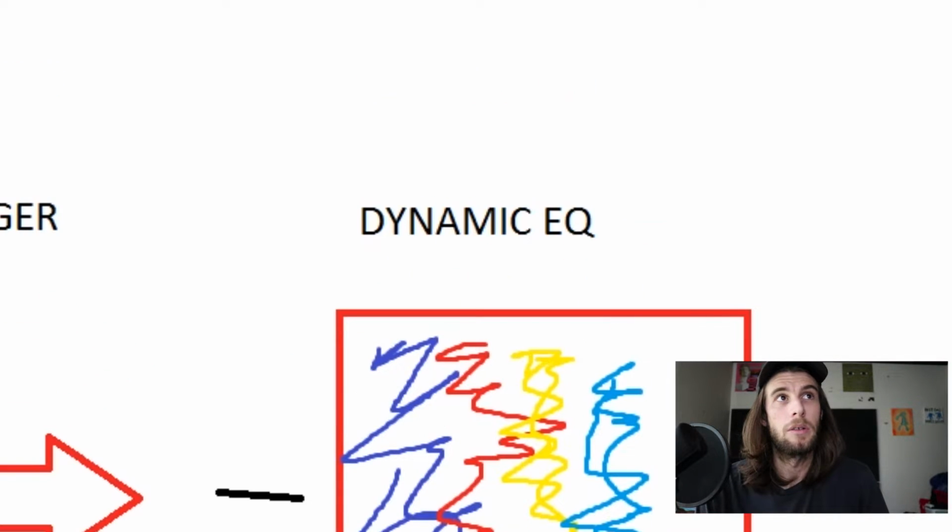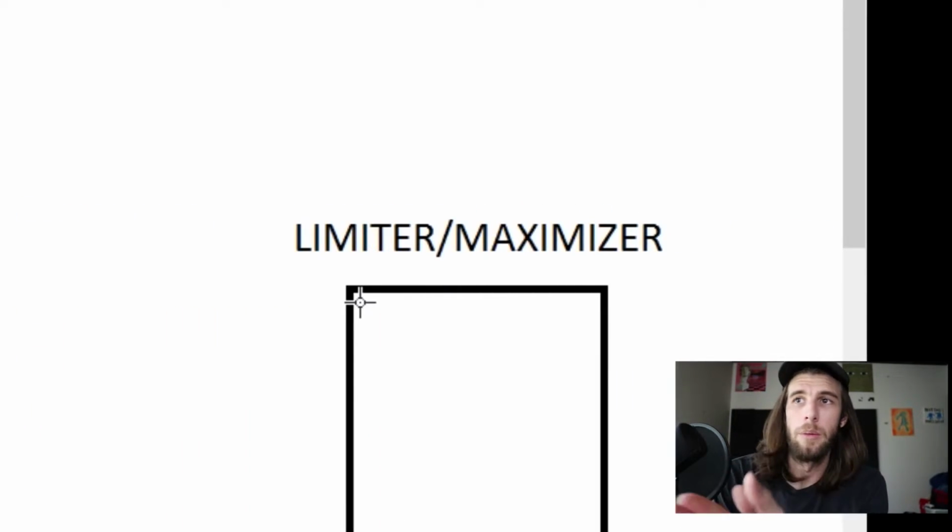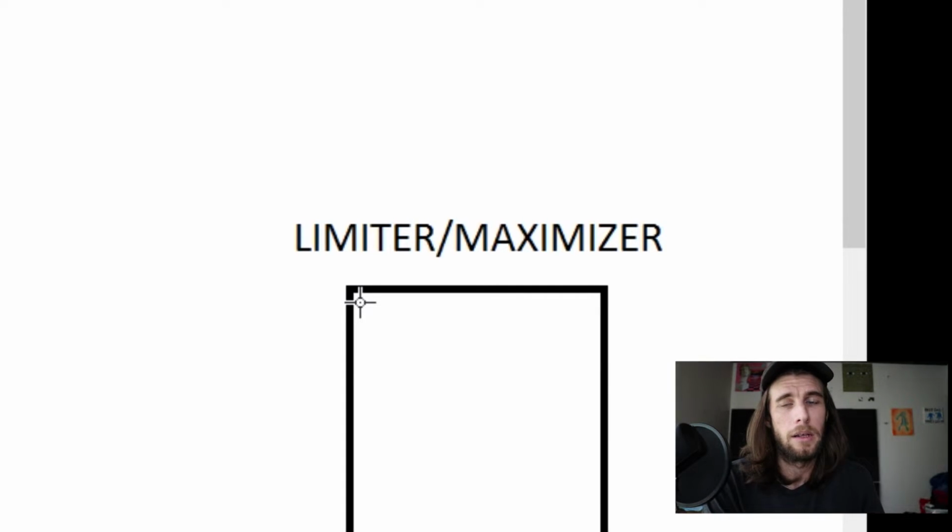This one I'm going to put an asterisk next to because it's extremely optional. Probably the most optional out of all of these. Then after that we have our limiter/maximizer, which is meant to give us our full boost to our max loudness.